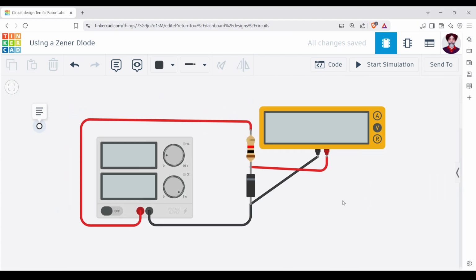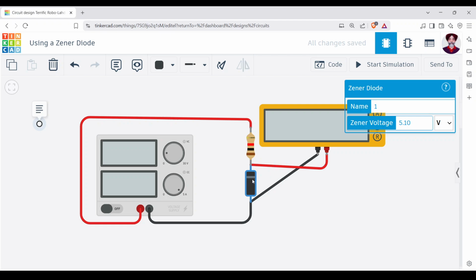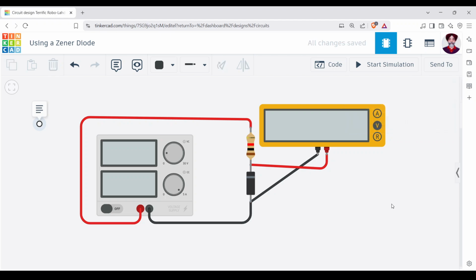Alright, let's make it work now. Let's start the simulation. Let us check the voltage of the Zener diode. It is 5 volts. So that means the voltage on the multimeter is always going to be 5 volts. It goes a little above 5 volts. It's not exactly 5 volts always, but it is limited. The power supply is 0 to 30 volts.